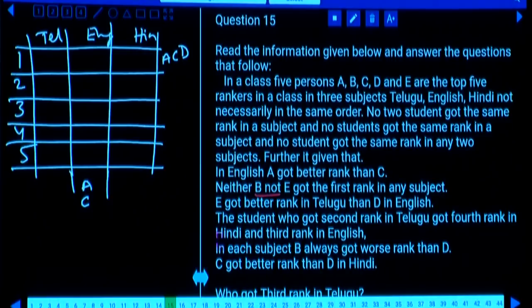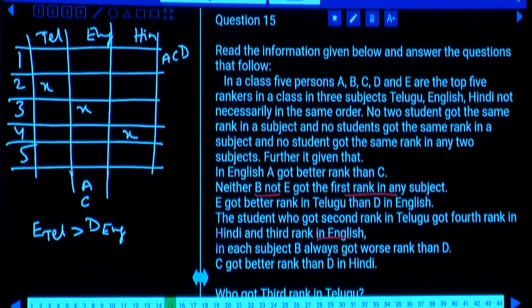And neither B nor E got the first rank in any subject. E got better rank in Telugu than D in English. E Telugu is better than D in English. The student who got the second rank in Telugu, now I am talking about this person, got fourth rank in Hindi and got the third rank in English. Whoever got the second rank in Telugu should get third rank in English and fourth rank in Hindi.